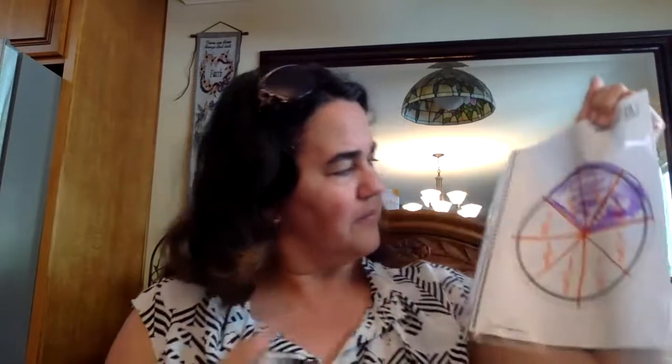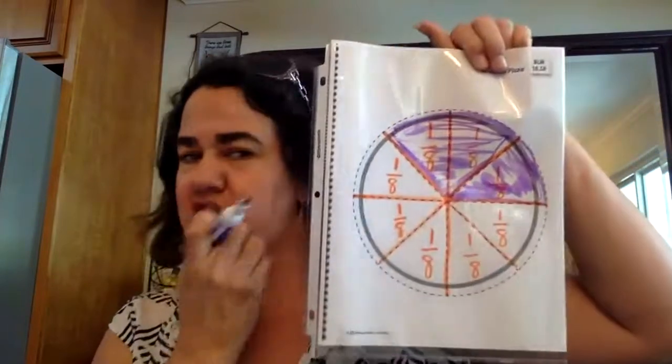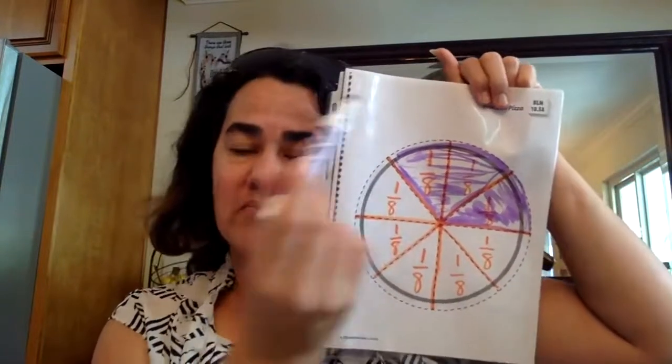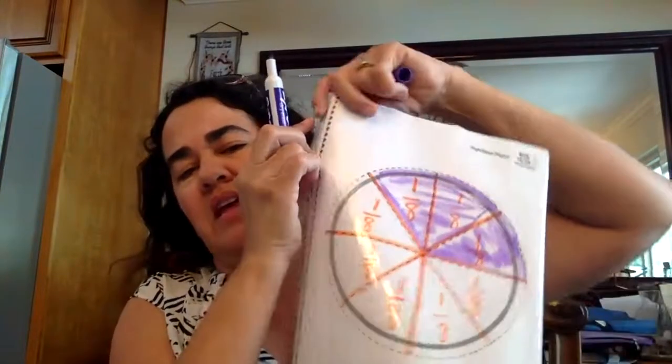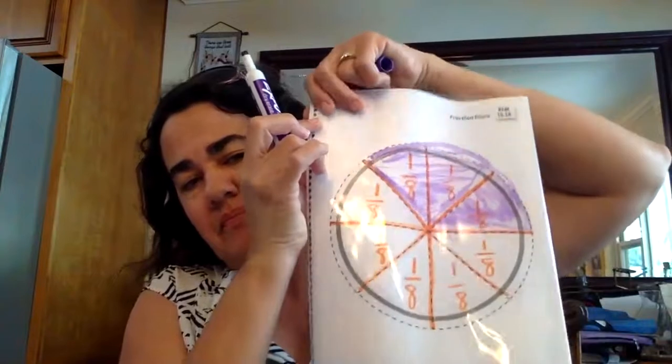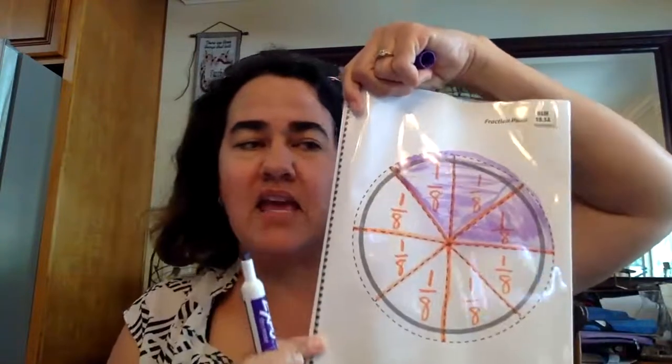How much of the pizza did Mr. Mueller eat? Well, boys and girls, I just showed you. He ate 2 plus 1 is 3. And since the pizza was cut into 8s and we're talking about 2/8 plus 1/8, then we can say he ate 3/8, right?